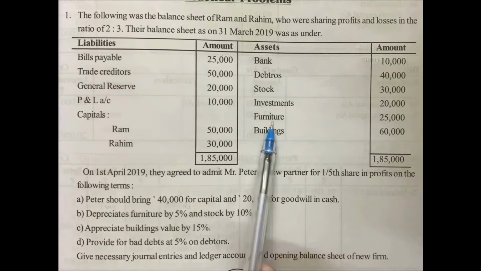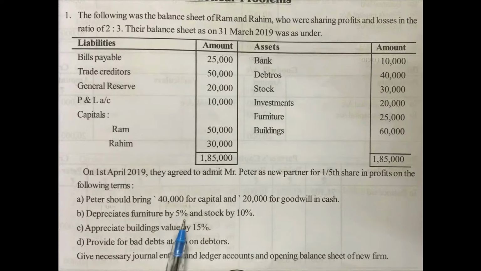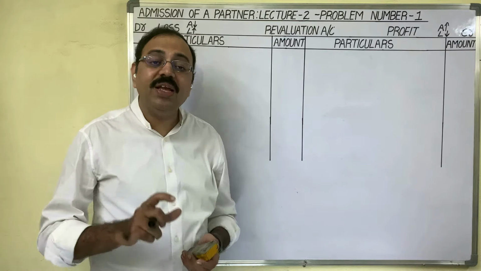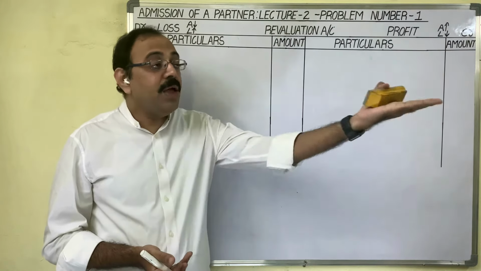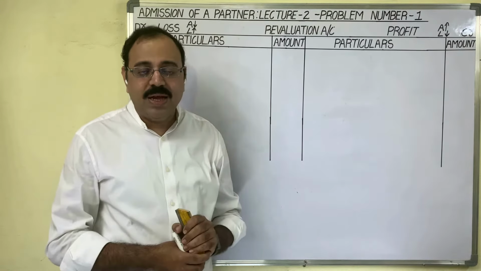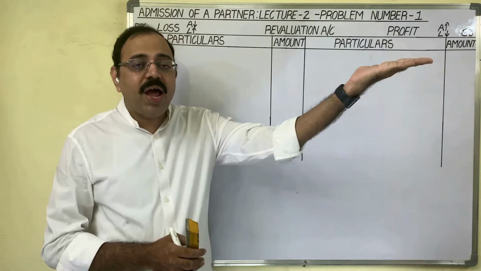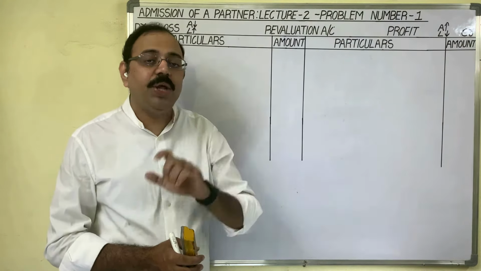In the old balance sheet, furniture value is given as 25,000 rupees, and on this 25,000 we have to provide 5% depreciation. This is known as book value. At the time of admission of the new partner, the old partners revalued this asset and came to know that the market value is reduced by 5%. Furniture is an asset, and asset value is decreased by 5%. When asset value decreases, it is a loss, and it should be shown on the debit side of the revaluation account.